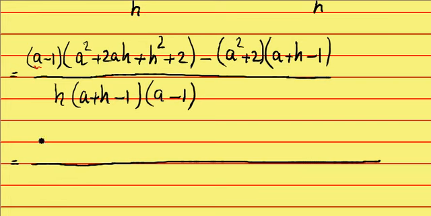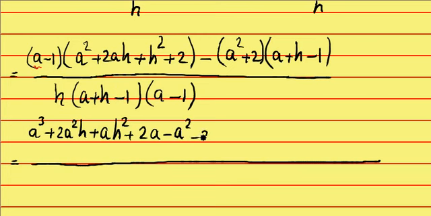Let's see, anticipating that we might run out of room, so I am gonna try to squeeze everything up here. So I'll have a times a squared is a cubed, a times 2ah, 2a squared h, a h squared plus 2a. Now I have to multiply minus by all of these, so minus a squared minus 2ah minus h squared minus 2.